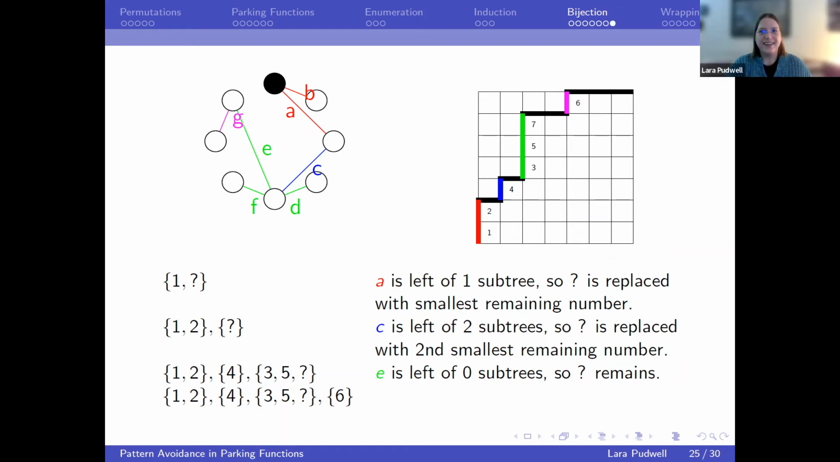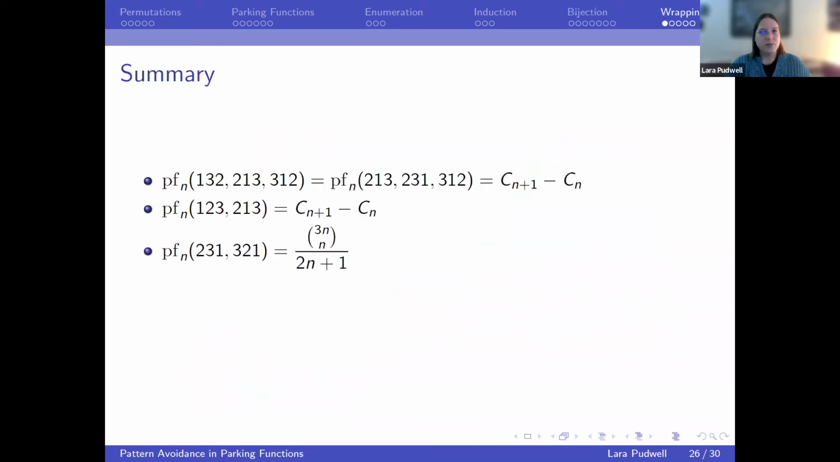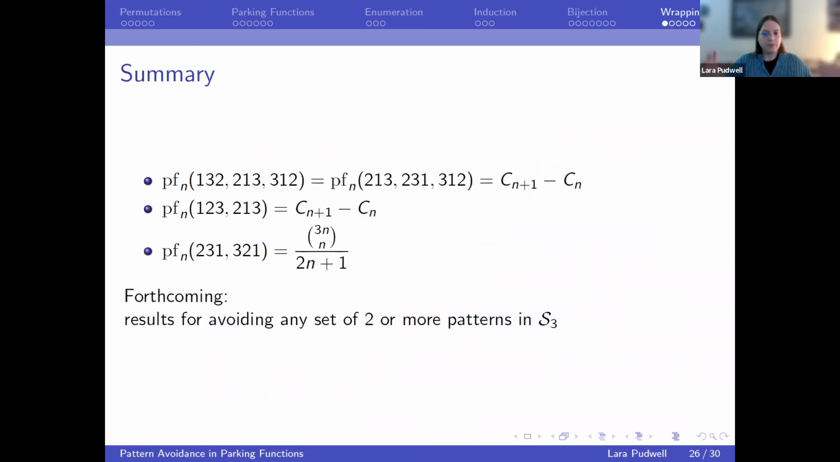And so to wrap things up here, I want to show you the big picture of our project. I showed you just 3 results, but what Ayo and I have been doing for the last 6 months is counting parking functions avoiding any set of 2 or more permutations of size 3. And so avoiding 4 or 5 things is more restrictive.